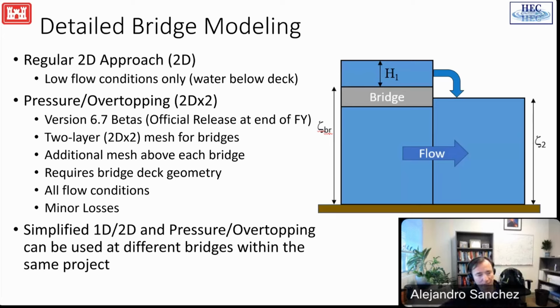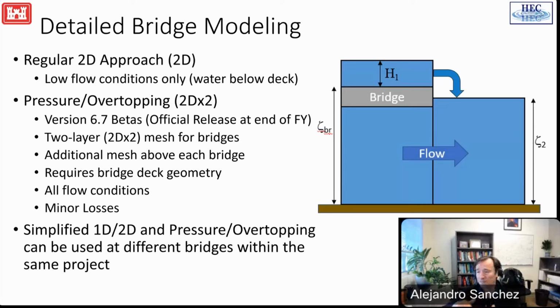And so for several years, I think about 4 years now, we've been working on this new feature, which is very innovative. No one else is simulating bridges this way. And we call it the pressure overtopping approach inside the UI. It's basically a 2-layer approach, a 2D by 2, where we clone the mesh underneath the bridge and put another mesh on top of the bridge. And so you essentially have two meshes, one on top of the other.